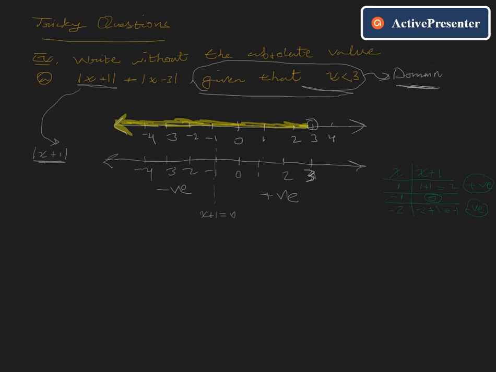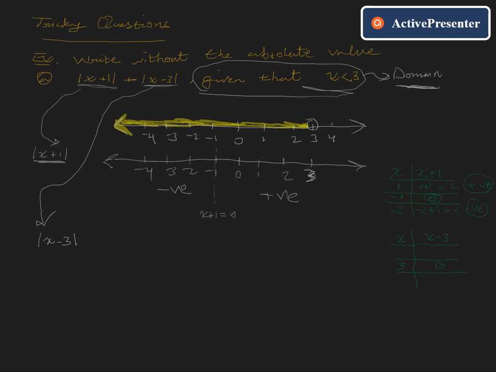Now let's take the absolute value of x minus 3. Similarly, we would like to know when the expression x minus 3 is 0, and when it is positive, and when it is negative. So let's check the easiest way again. x minus 3 is equal to 0 when x equals 3. So at x equals 3, this expression is equal to 0, right?